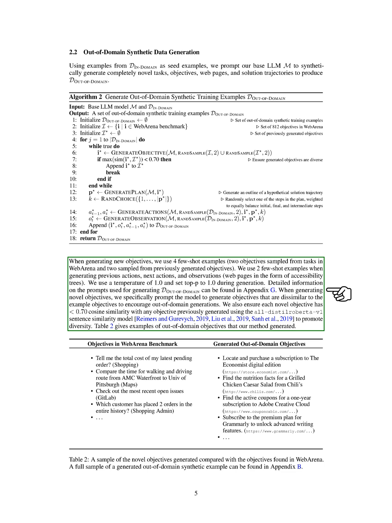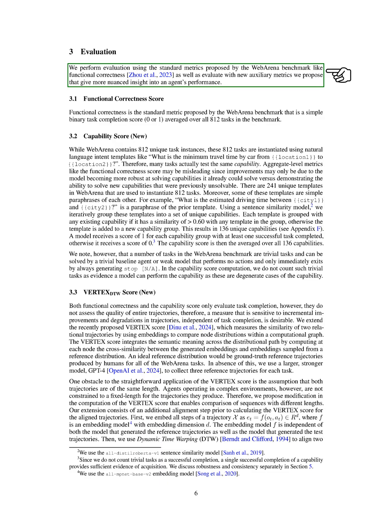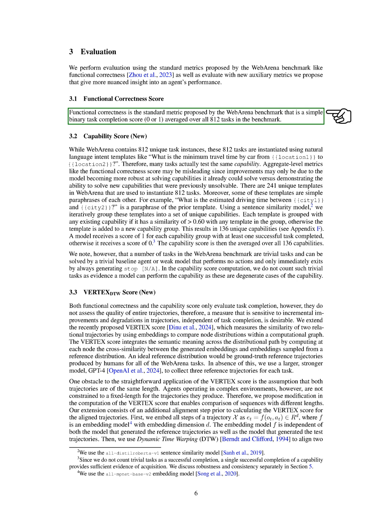Section: Evaluation. In this section, we evaluate our model using various metrics proposed by the WebArena benchmark. We start by looking at functional correctness, which is a basic metric indicating whether a task is completed correctly or not. This score is either 0 or 1 and is averaged over all 812 tasks in the benchmark.